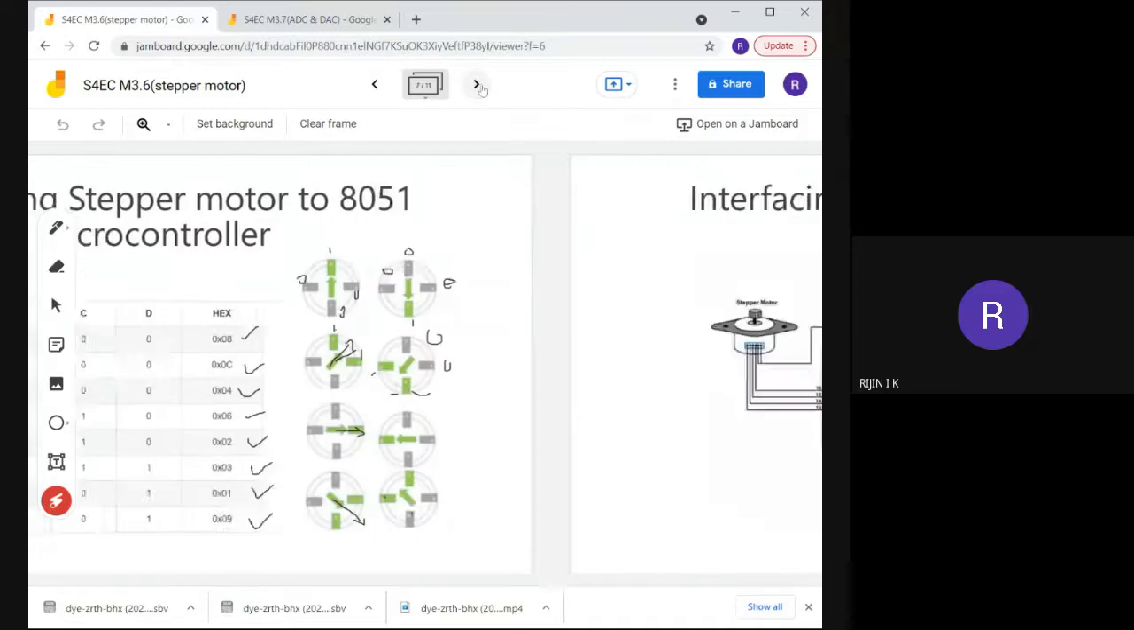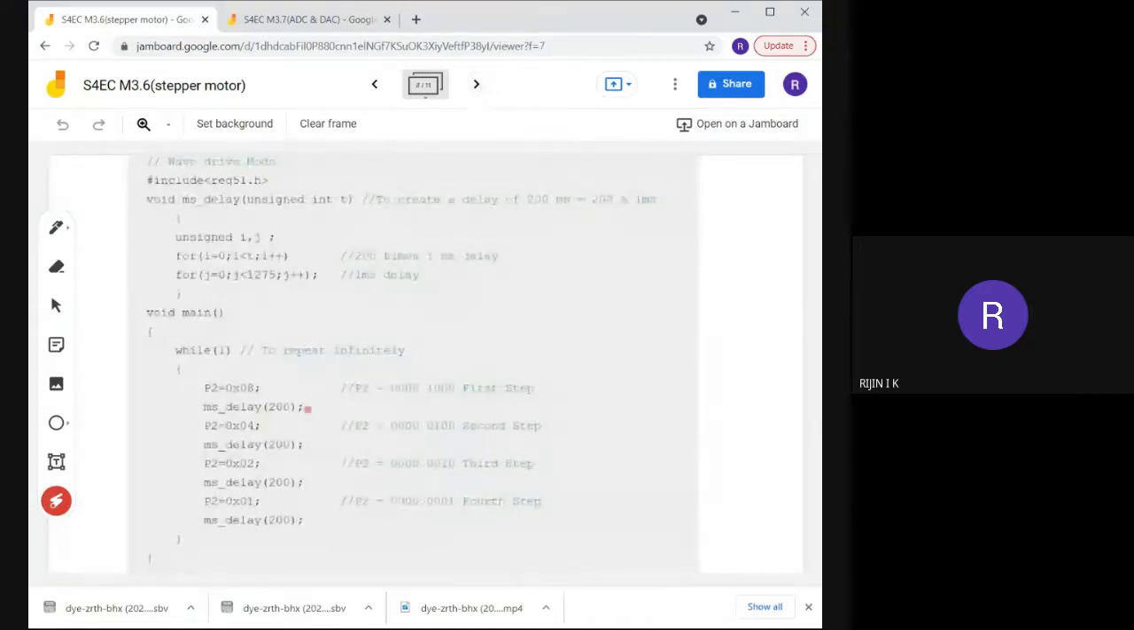After a delay, we can give the next value, that is 04. Then after a delay we can give the next sequence value, that is 02. Then after the delay we can provide the next value 01.